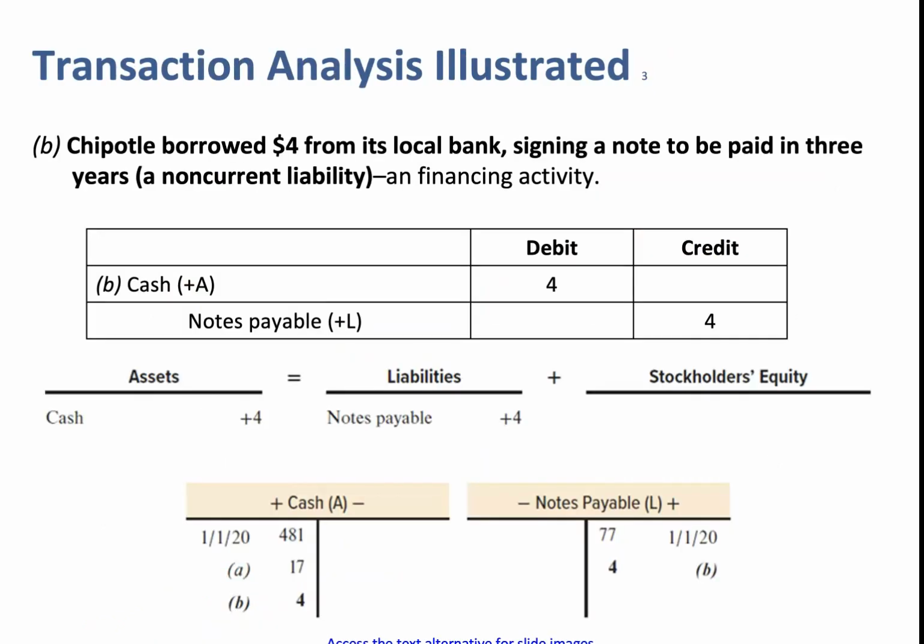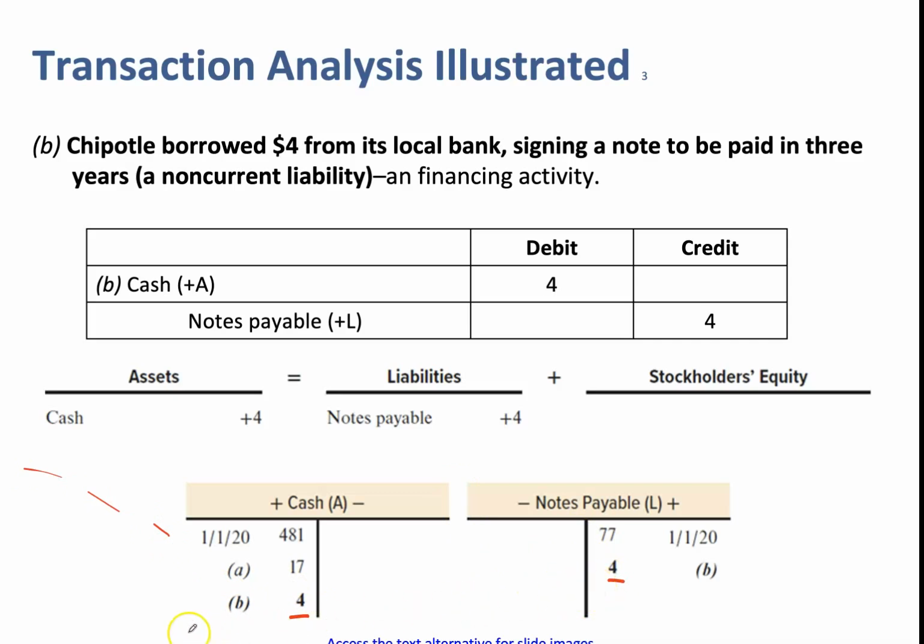All right, one more example. Chipotle borrowed $4 from the local bank, signing a note. We talked about this in the previous video. In this example, you debit cash because cash increased when we borrow money, and we also increase liability in the form of notes payable. That means assets increase by 4, liabilities increase by 4. Left-hand side equals your right-hand side. We debit $4 of cash. We credit $4 in notes payable. When you have a debit, you have a credit, and they are equal, right?